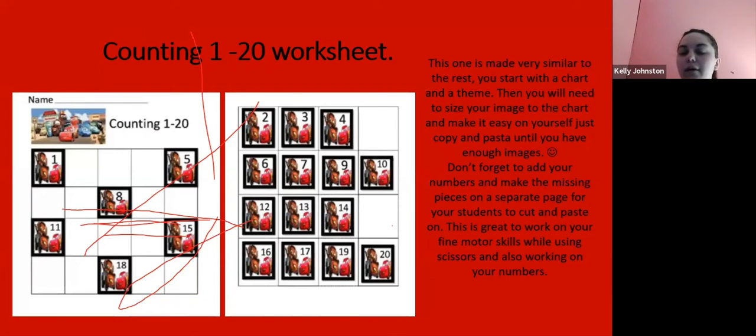So this is great for working on numbers. It's great for using scissors and glue to work on those fine motor skills, because they have to cut out the rest of the numbers and piece them on. And they love this activity. So it helped us by working on our numbers 1 through 20.